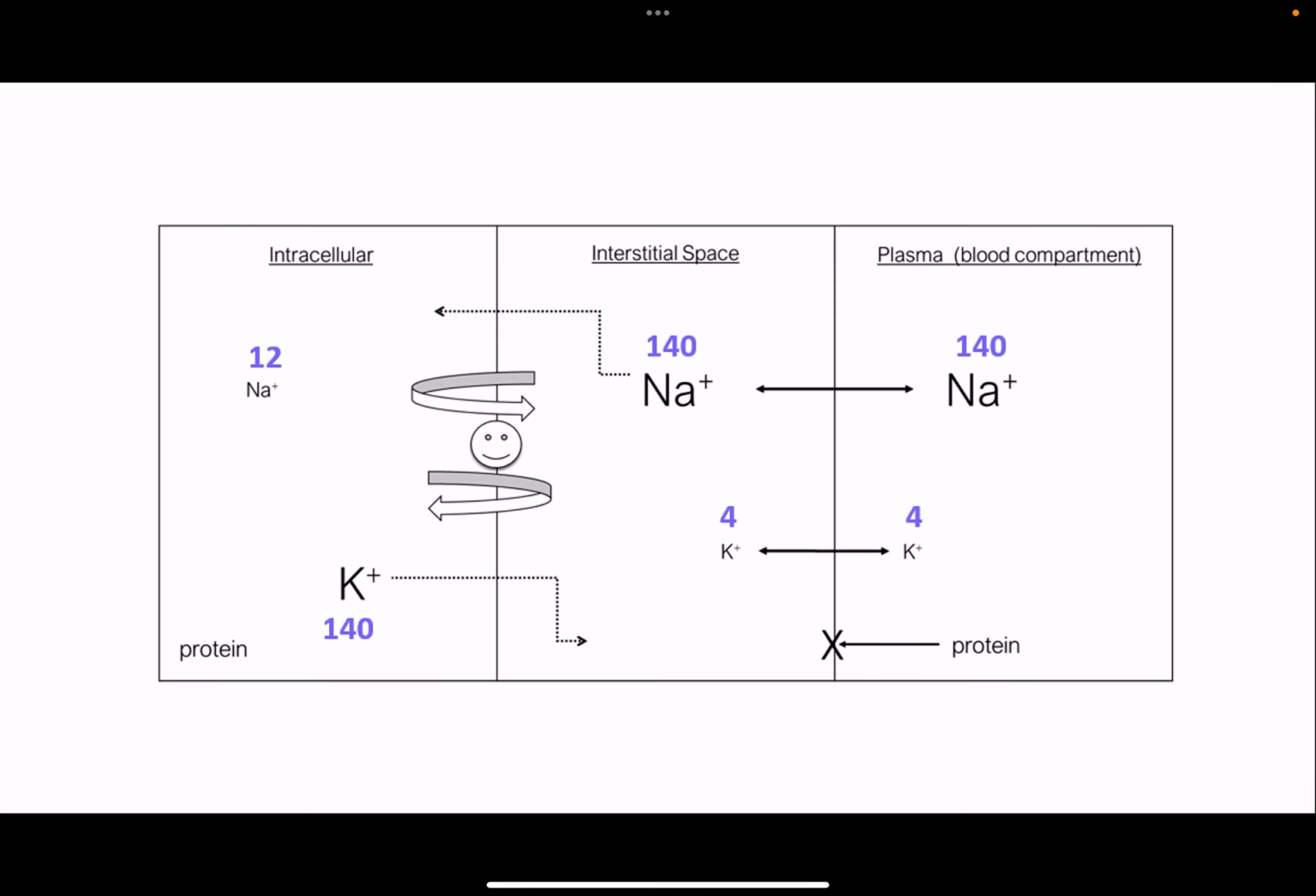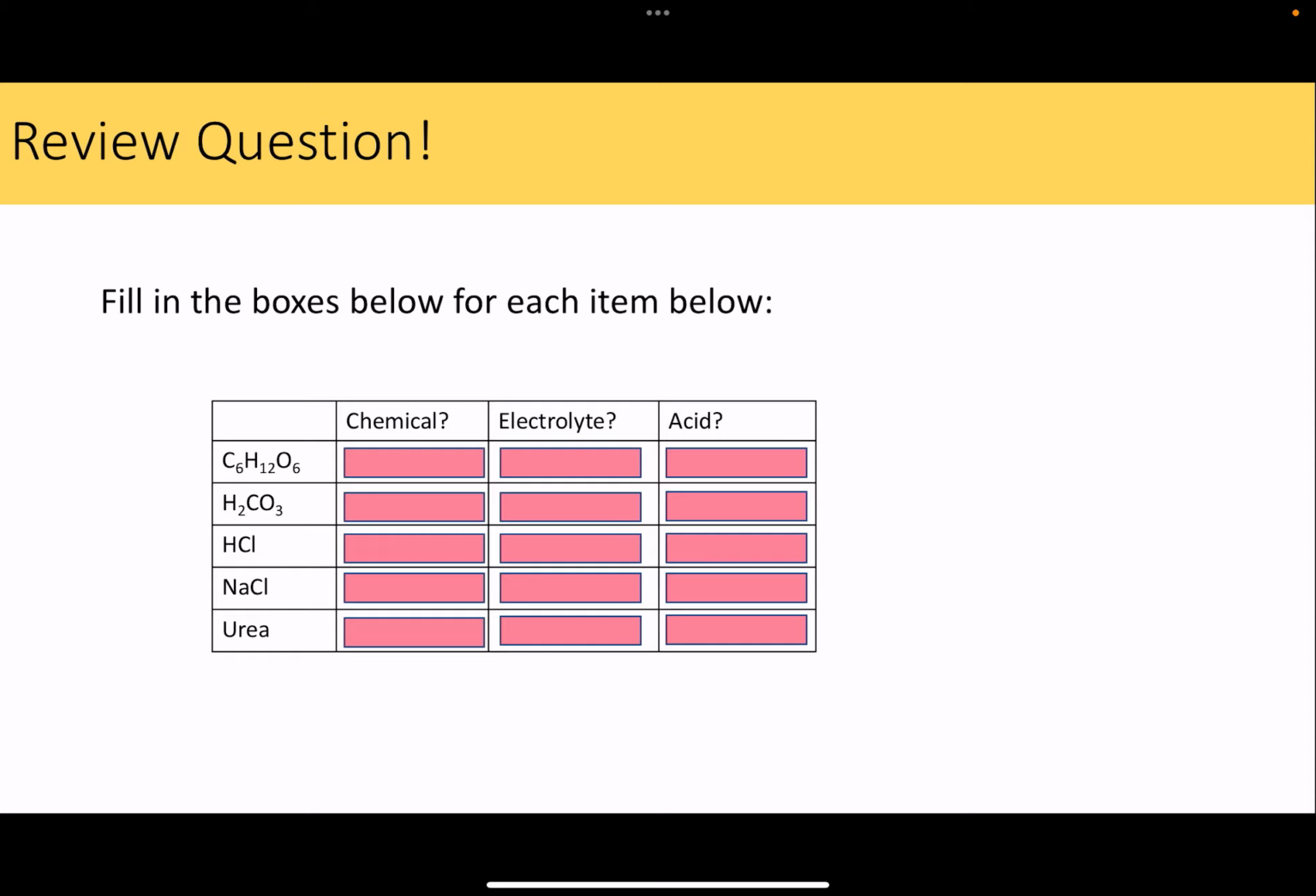All right, so here's a review question. You're going to tell me if each one of these items is a chemical, an electrolyte, or an acid. Glucose, C6H12O6, is it a chemical? Yes, anything that's made up of elements is a chemical. But is it an electrolyte? No, it does not dissociate in fluid. Is it an acid? No.